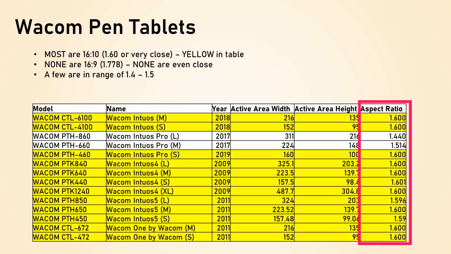For those tablets with a 16:10 aspect ratio, 1.6, I've highlighted the rows in yellow. As you can see, the majority of their Intuos tablets are 16:10. The remaining two Wacom tablet models shown here are in the range of 1.4 to 1.5. And finally, the most important thing to notice here, none of these tablets are 16:9, not even close.